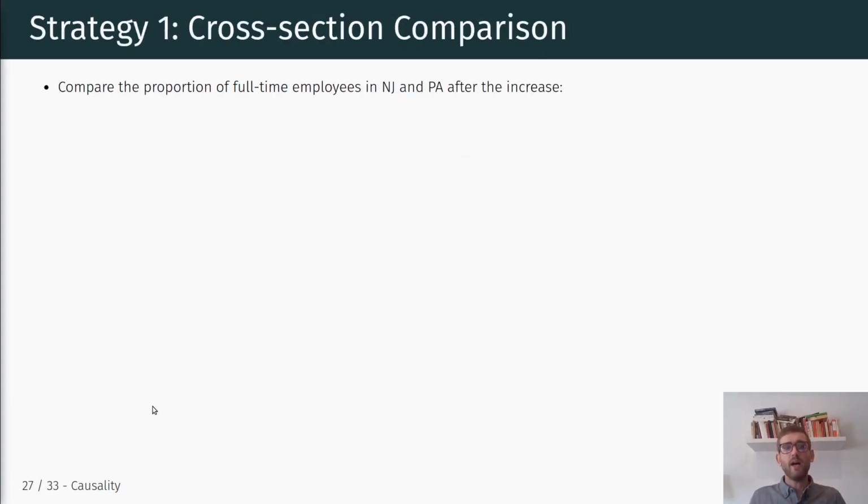Okay. So how can we then evaluate the effect of this intervention? And there are three different strategies that I will focus on. The first one is a basic cross-section comparison. So the basic cross-section comparison means we compare the proportion of full-time employees in New Jersey and Pennsylvania after the increase of the minimum wage in New Jersey, right? And as I go through this example, I want you to think about, we're interested in estimating the causal effect of this minimum wage increase, and I want you to think about what the potential confounding factors are. What are potential factors that we're not taking into account that are systematically different between New Jersey and Pennsylvania, and that also affect the unemployment rate, okay?